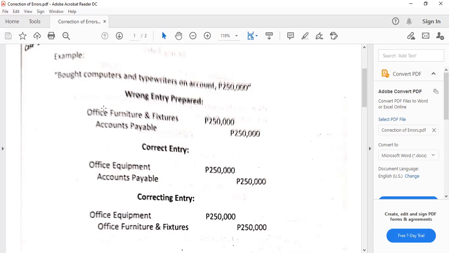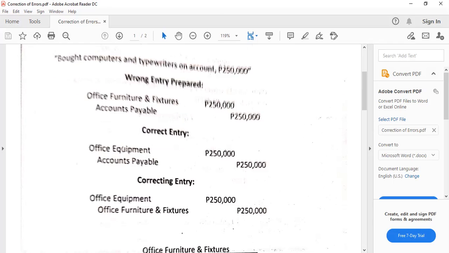How do we correct this? How do we make an adjusting entry? It's going to be simple. Whatever was done correctly remains. Do not touch it. Do not impair it. Whatever is wrong will have to be removed. And what has not been recognized should be recognized. So for office equipment, we have to debit it because it was not recorded in the wrong entry prepared. And the office furniture and fixtures, which was recorded and shouldn't have been recorded, is to be closed. Hence, credit to office furniture and fixtures of 250,000.